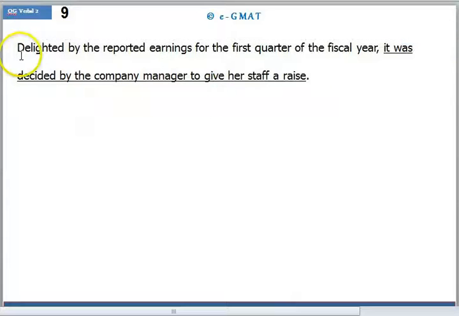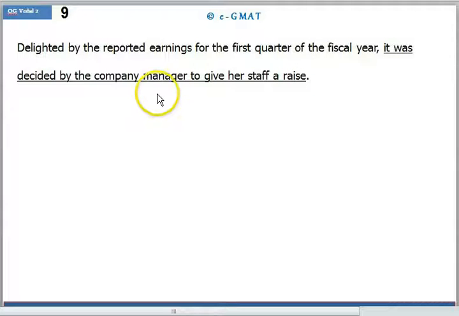So let's begin. Delighted by the reported earnings for the first quarter of the fiscal year, it was decided by the company manager to give her staff a raise. Okay, so the company manager was delighted to see the reported earnings for the first quarter of the fiscal year, so she decided to give her staff a raise.